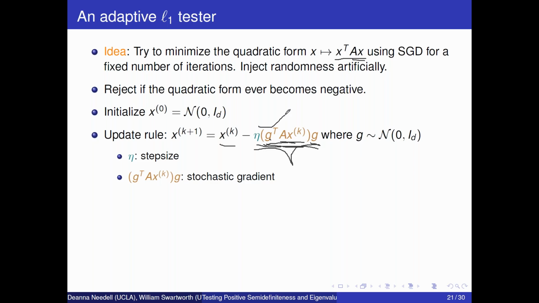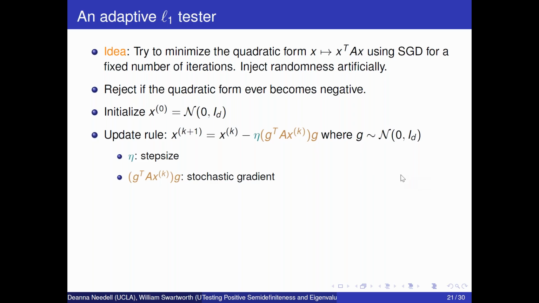Okay, and if you unfold what this quantity actually is, this is an unbiased estimator of the gradient. And so you can move this over here. It's actually G transpose dotted with the gradient. And so it's an unbiased estimator of the gradient. You can think of it as a stochastic gradient. Eta here is the step size. And we just keep iterating this procedure.